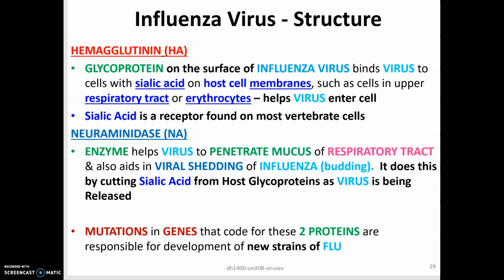Hemagglutinin is a glycoprotein. It's on the surface of the influenza virus, and what it does is it serves as a receptor, or it's the place where the virus is going to join to the cell. Now, on the surface of most vertebrate cells, especially in our respiratory tract and our erythrocytes, our cells will have a compound called sialic acid. Now, hemagglutinin will bind to sialic acid, and that is what's going to allow the virus to enter the cell. So the hemagglutinin allows the cell to be tricked, and then the virus is brought into our cells by receptor-mediated endocytosis.